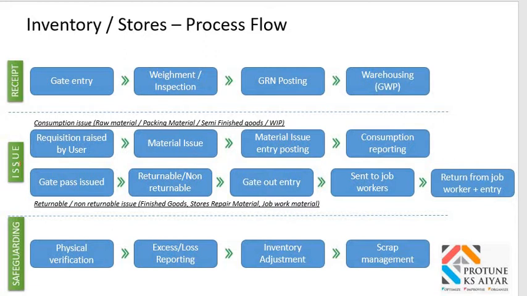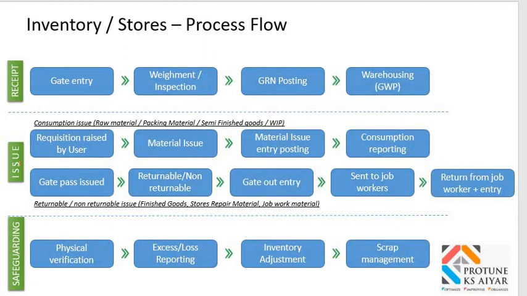So the gate register would be the first point of entry of any goods movement inside my factory or my warehouse. At a basic level, what we need to understand is that any inward and outward movement of goods has to be recorded at the gate. So that becomes a very preliminary control.